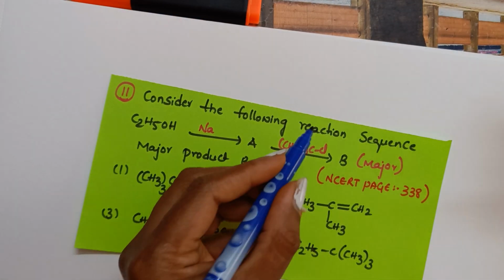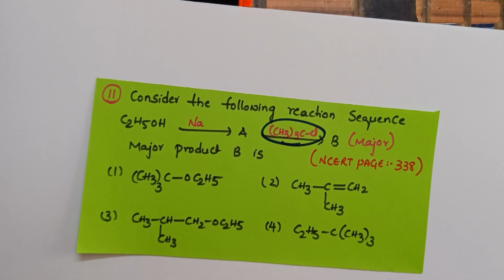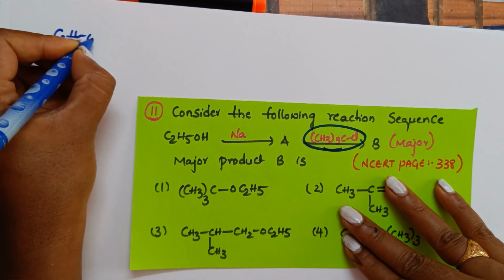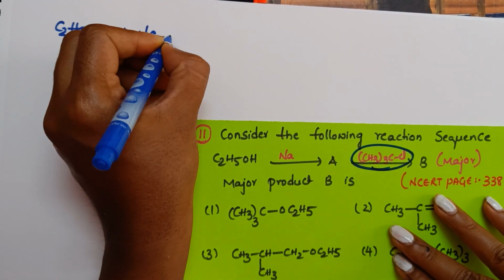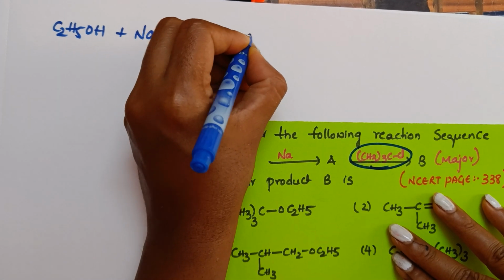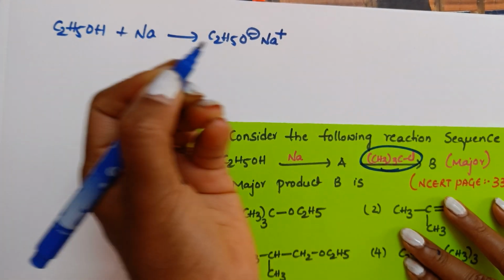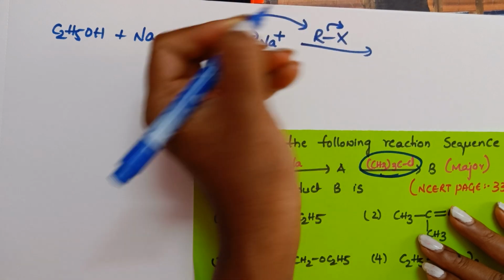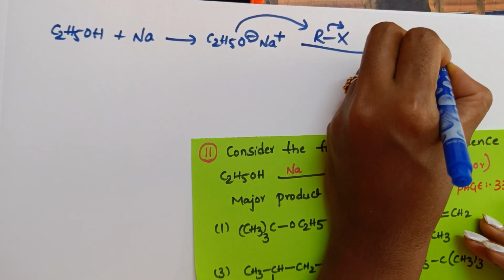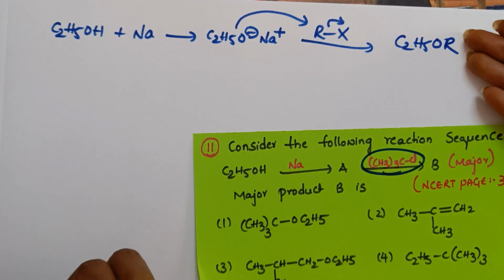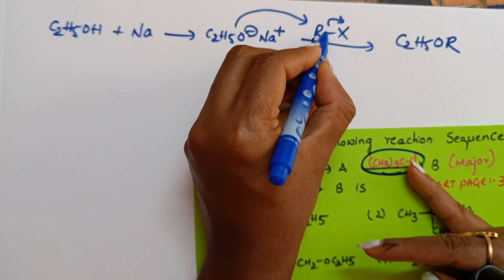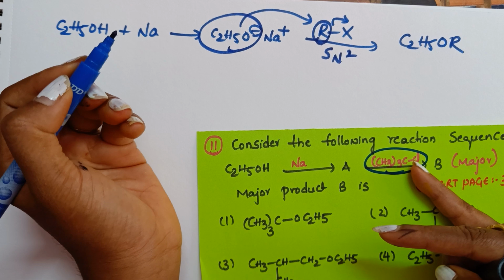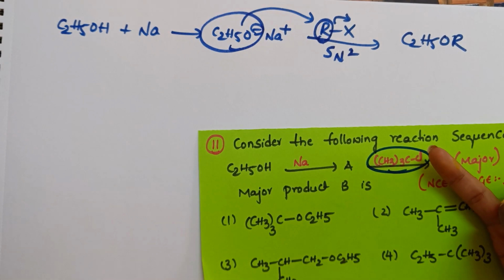But whenever a tertiary alkyl halide is there, the important thing is to first see the reaction. Ethanol reacts with sodium, it forms C2H5O minus Na plus, sodium ethoxide. Now this is going to react with the alkyl halide. It attacks the alkyl halide, X minus goes out, so we will get C2H5OR, some CH3 group or some other group. But the important thing is this should be primary, because the attack is SN2. This alkoxide ion is a strong nucleophile. It attacks from the backside, and the leaving group goes out.